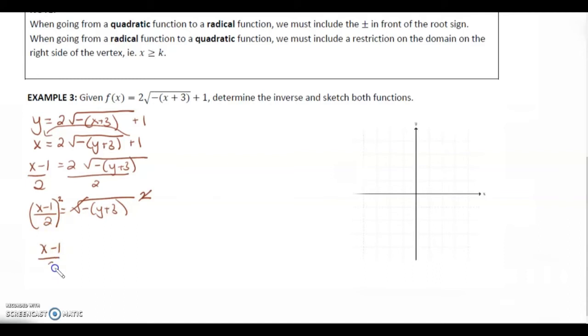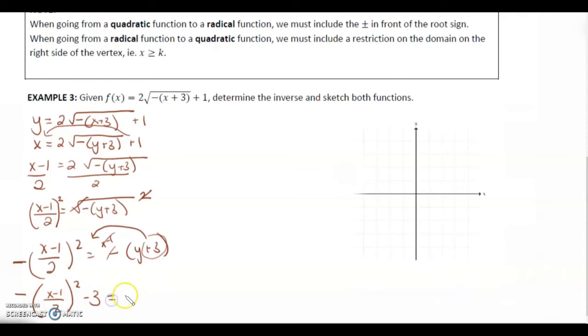What you do to the left-hand side, you do to the right-hand side. So now we have x minus 1 over 2, squared, equals negative y plus 3. So divide both sides by negative 1, or multiply by negative 1. Let's do the multiply. Times negative 1 will cancel out that negative, and times negative 1 on the other side, we'll just put the negative in front. And then, just for space, I'm going to bring this positive 3 over, and we get negative x minus 1 over 2 squared minus 3. And that's our new y.